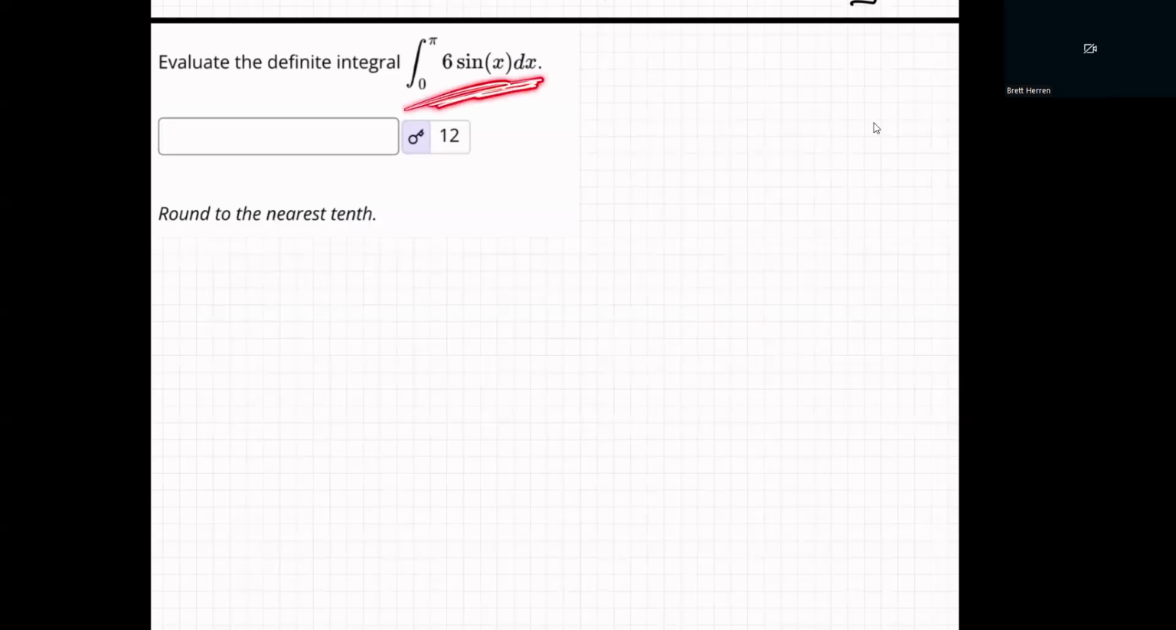Got to do the integral of 6 sine x between 0 and pi. All right, how do we do it? The integral is the antiderivative. Now, this is where people can get confused. Let me help you with this.